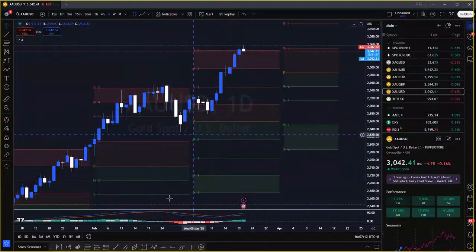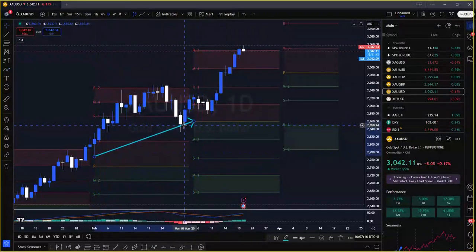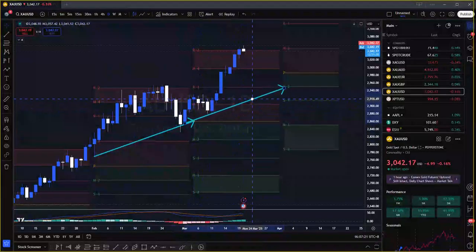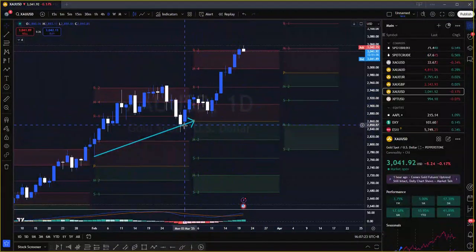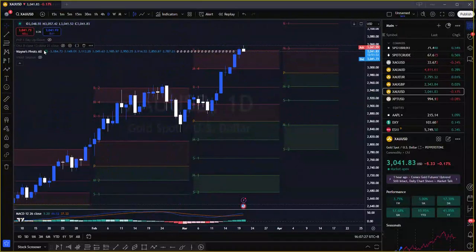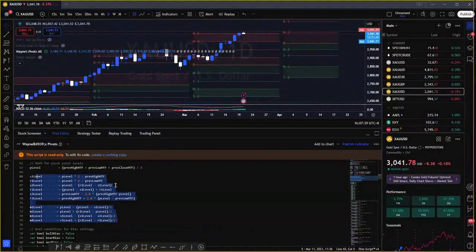Okay. And then the distance from the low to the pivot will be the same distance as we have from the pivot to R1. If you want to have an in-depth look at the calculation, you can click on the curly braces at the top left-hand corner of this indicator, and it will show you from line 65 to line 75 the calculations of how you get these levels.